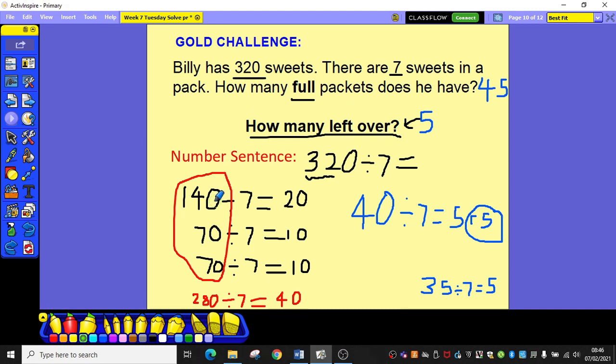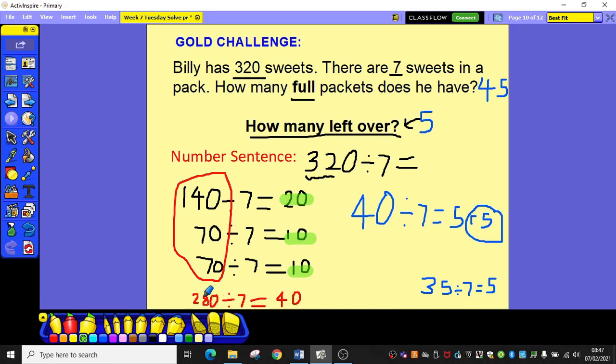Okay, let's actually use these black numbers here. So I had to divide 320 by 7. So I did 140 divided by 7, okay, and that was 20. And 70 divided by 7, and that was 10. 70 divided by 7, that was 10. And effectively, I'd done 280 divided by 7, which was 40.